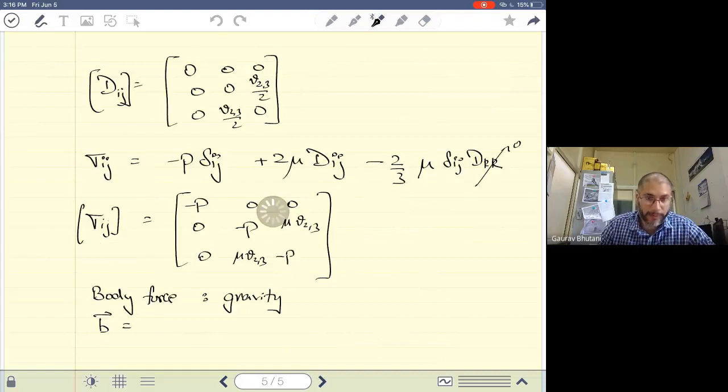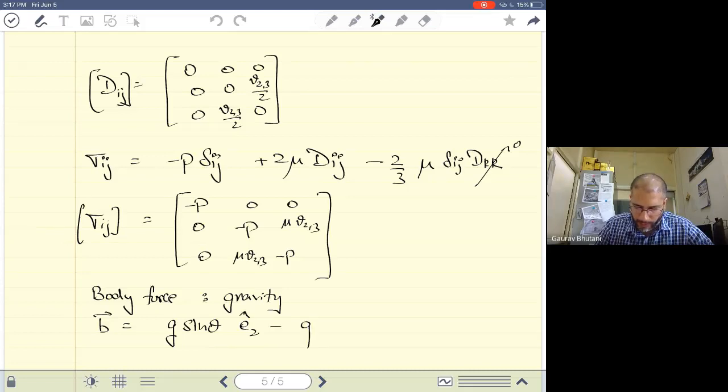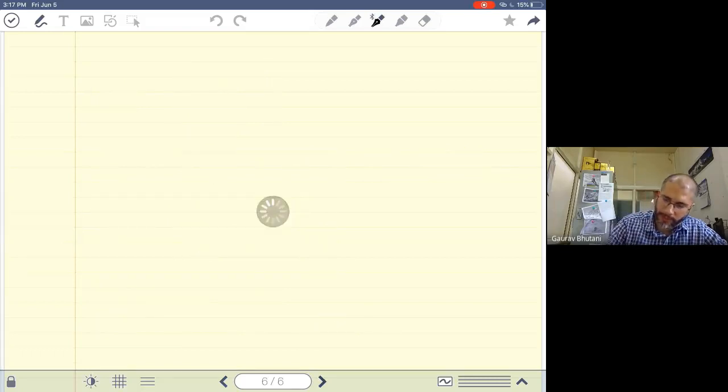So I can write the body force vector as, and remember, B is a body force per unit mass. And since we know that the force is m times g, the body force per unit mass is simply gravity. So it's the component of gravity g sine beta in the x2 direction, and minus g cos beta in the e3 direction. So that's our body force vector here. All right, so now we are in a position to apply the momentum equation.